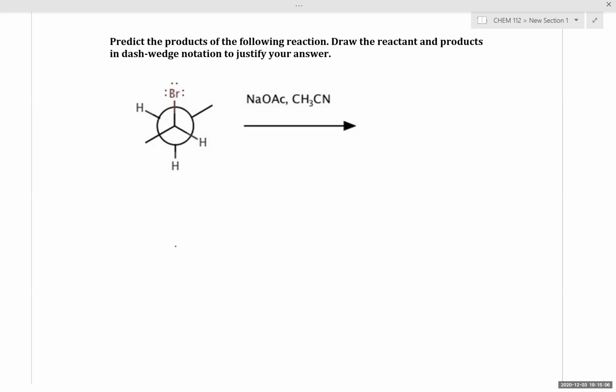So let's focus on getting a dash wedge notation structure for the following molecule. And then we'll discuss this example in about another 2 to 3 minutes. But I'd like to see some proposed responses using the annotate tool, or you can even attach a photo, or you can ask a question, or you can share your responses verbally. Either method would work.